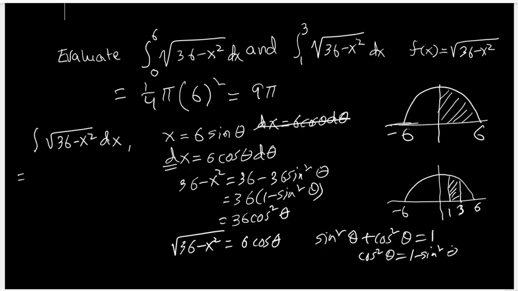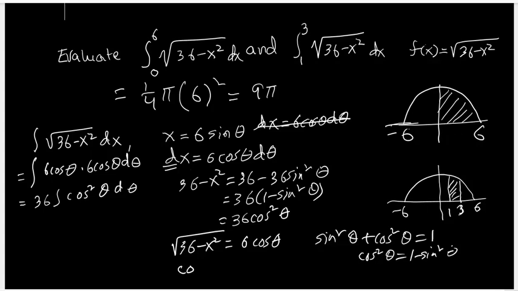So we plug in the values. The integral of the square root of 36 minus x squared gives me 6 cosine theta, and dx gives me 6 cosine theta. Altogether I get 36 factored out, and then cosine squared theta d theta. Now we need another substitution for cosine squared theta. We know the double angle formula: cosine 2 theta equals 2 cosine squared theta minus 1. If you isolate cosine squared, 1 plus cosine 2 theta equals 2 cosine squared theta. So cosine squared theta will be 1/2 times 1 plus cosine 2 theta.